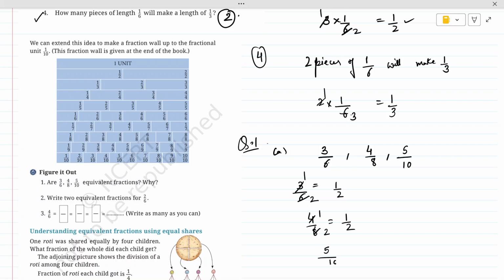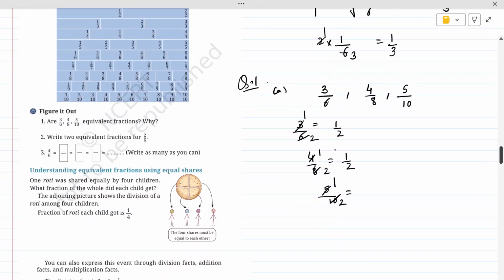Then the last one, 5 by 10. Same, 5 into 1, 5 into 2, which will again give us half. So, if we simplify these fractions, we will get the same number. We will get the same length, that is half. So, that means they are equivalent fractions. They look different, but they have the same value, and that is 1 by 2. So, yes. Why? Because they have the same value of 1 by 2, which we have just taken out.